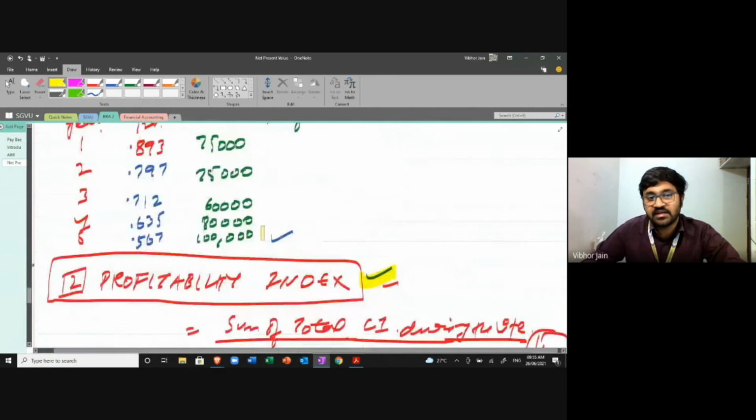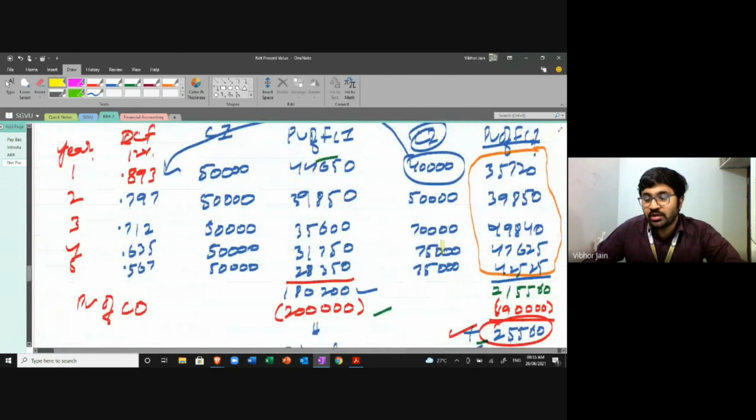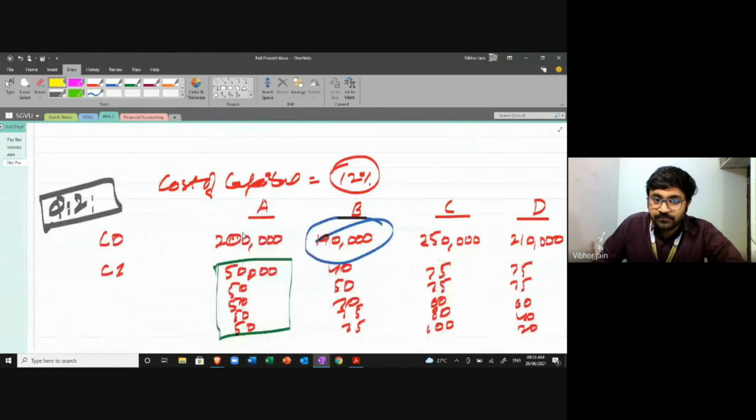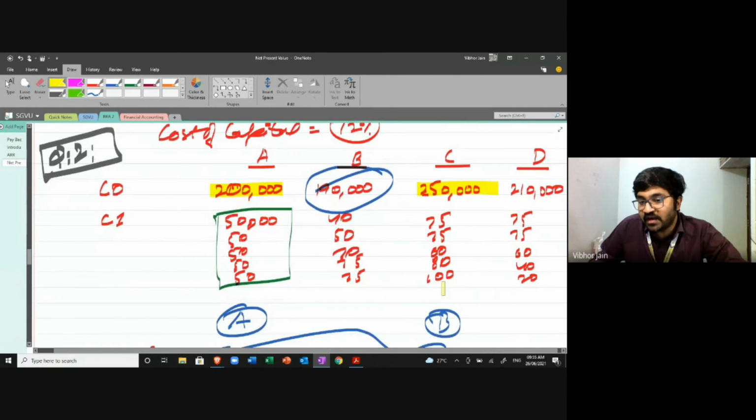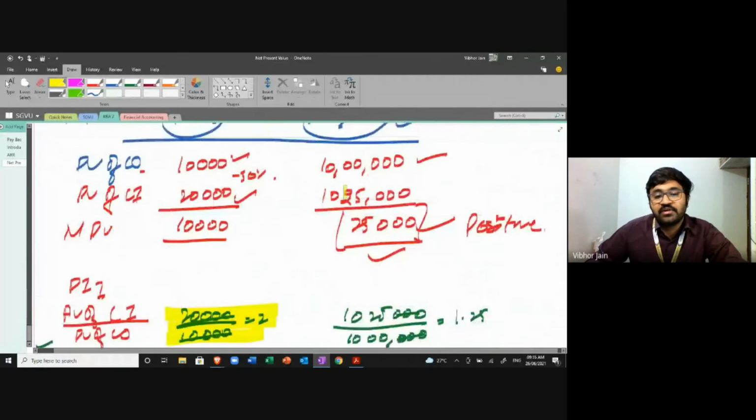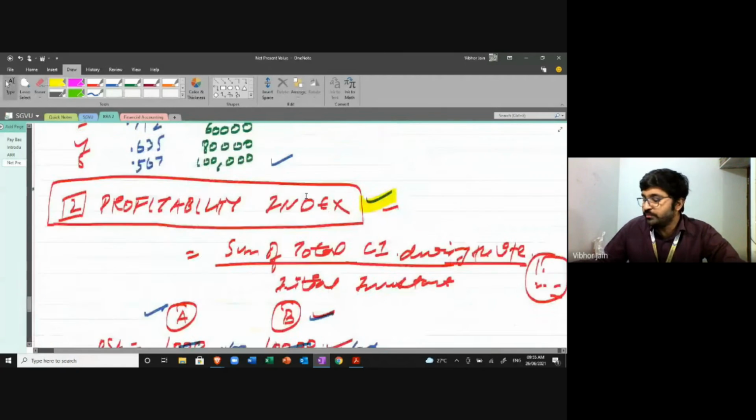It is exactly the same, but in this project you cannot compare, right? Because the outflow is not the same. In project A, the outflow is 2 lakh, but in project C, the outflow is 2,50,000. So even if the NPV is higher, we cannot compare because the base is not the same. So to remove this difficulty, we calculate profitability index. I hope this is clear to everyone.